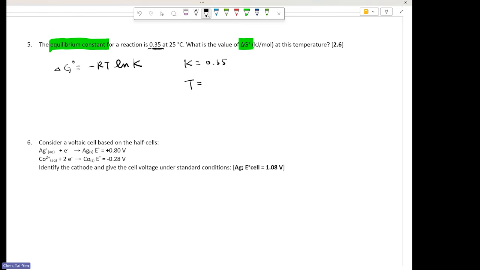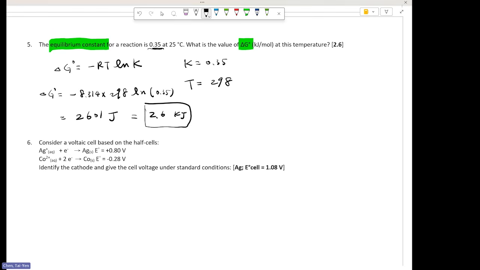Temperature 25 degrees C is 298 K, right? So you just plug all these things in. Delta G naught equals negative R. What's the R you should use? Make sure you know it's 8.314. T is 298. Natural log K is 0.35. Once you do the calculation, you will get delta G naught with a value of 2601 joules, which equals 2.6 kilojoules per mole.